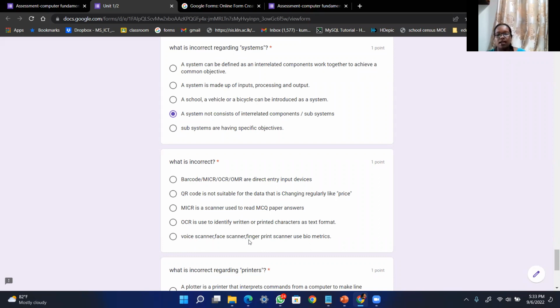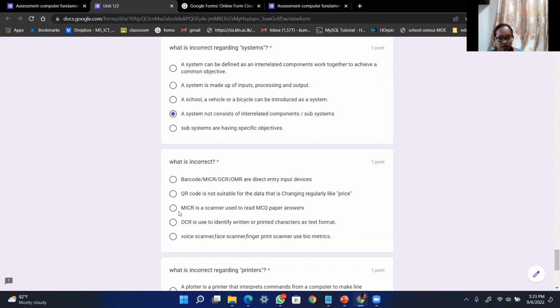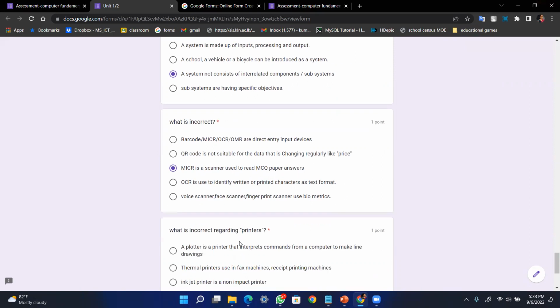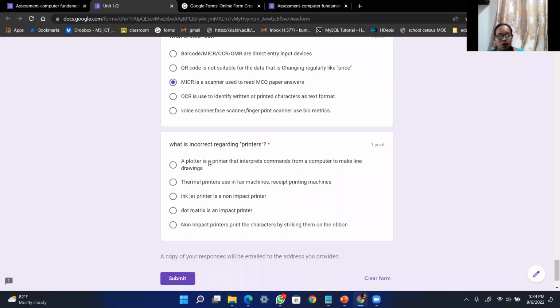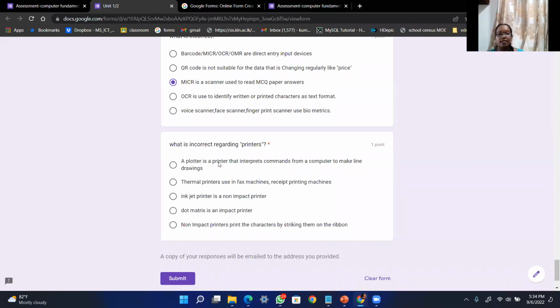Voice scanner, face scanner, fingerprint scanner use biometrics. True, teacher. Yes, that is correct. So what is incorrect? The third one. What is incorrect regarding printers? A plotter is a printer that interprets commands from a computer to make line drawings. True, teacher. A plotter is a kind of printer. It's a huge printer, and normally the printing happens as lines. Line drawings are there, drawn as lines by the pens.